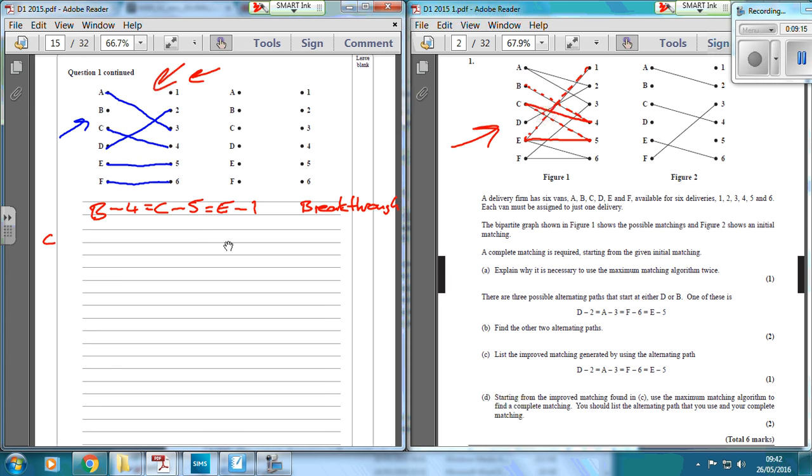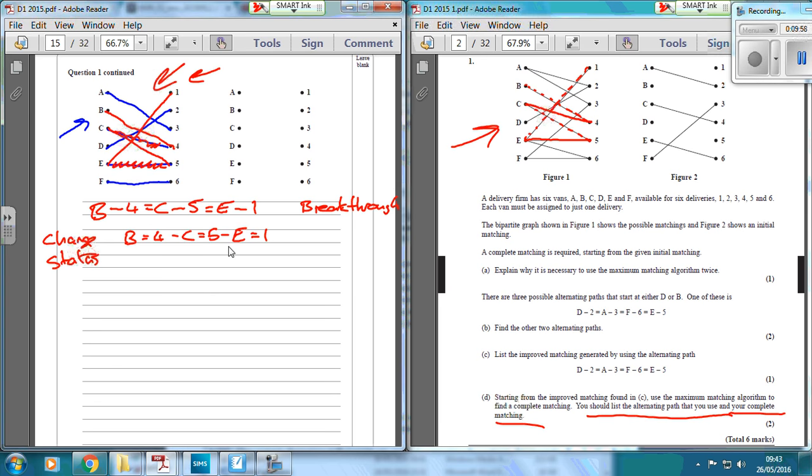We then change the status. It's quite a repetitive process, but the good thing about it is that it is repetitive. So if you do a little bit of revision, it means that you should be able to do this one quite comfortably. And then once you've done that, we have now changed. B is now attached to 4, so 4 is no longer attached to C. C is now attached to 5, so 5 isn't any longer attached to E, and now E is attached to 1. And you should list the alternating path, which we have done, and your complete matching.